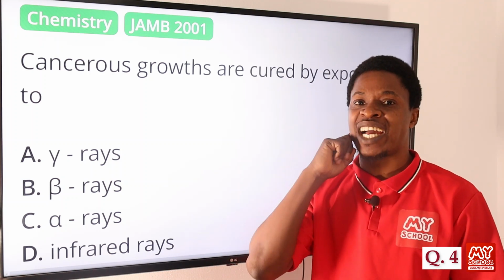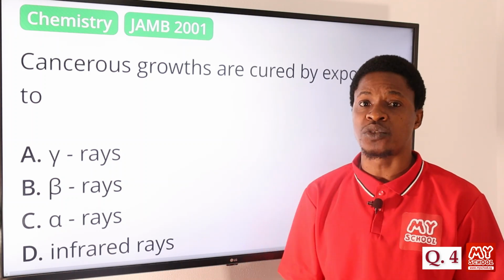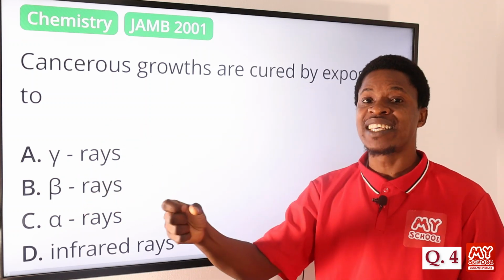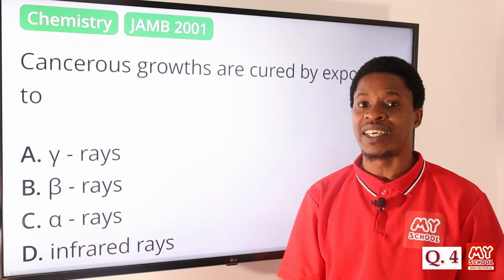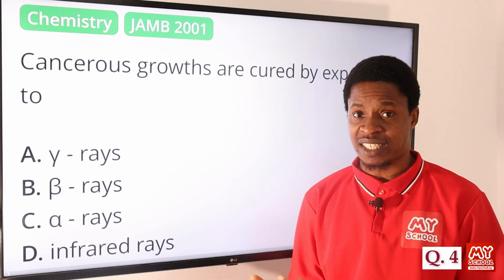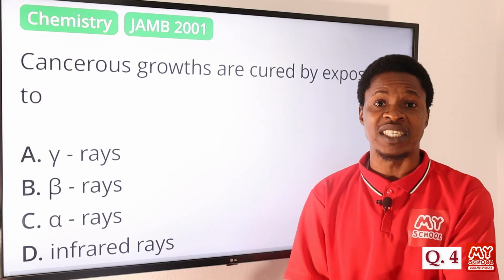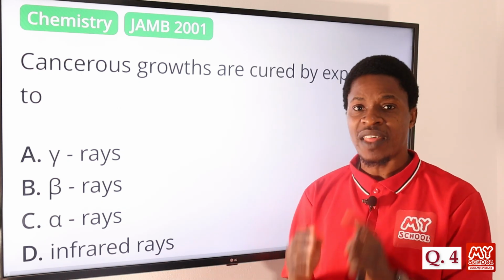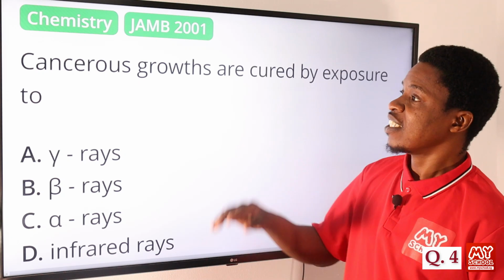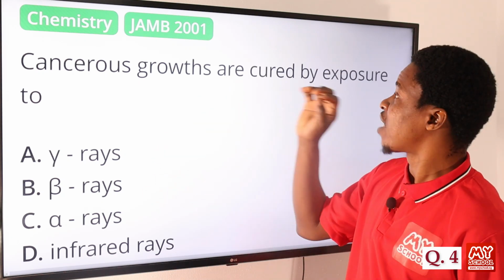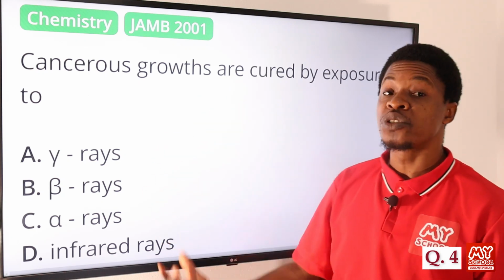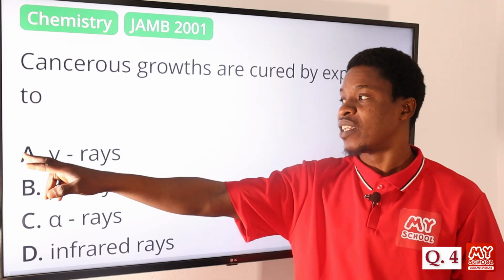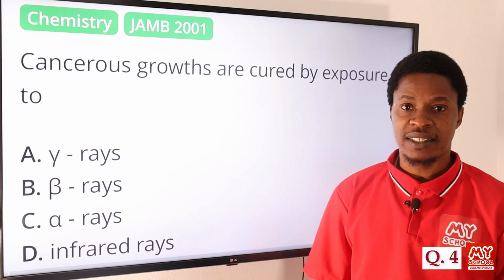So the only ray that has the power to do that is the gamma ray, because gamma ray has the highest penetrating power among all the rays that exist. So it can go through human skin, penetrate through and destroy the DNA and the tissue that is there. So for that, the cancerous growth can be cured by exposure of the human body to the gamma ray. So option A is the correct answer.